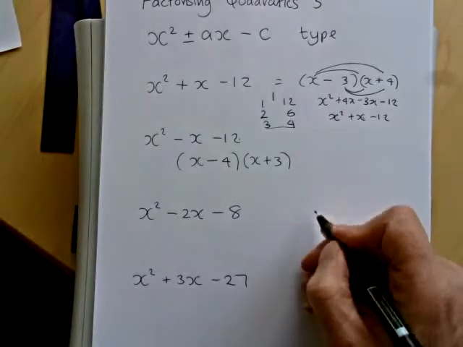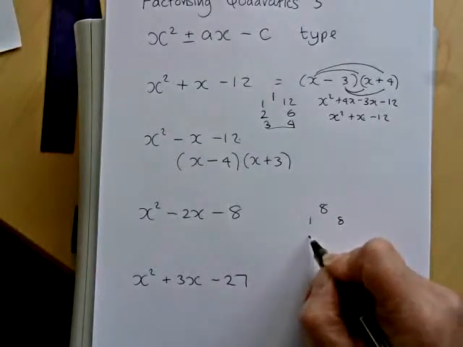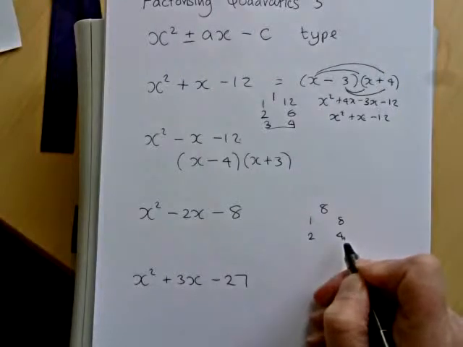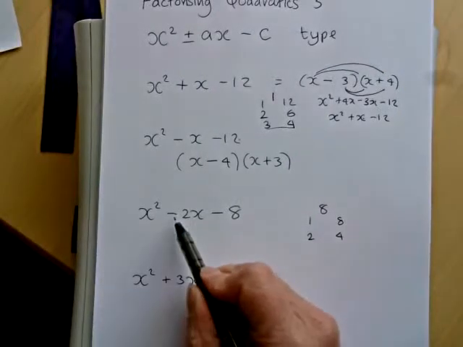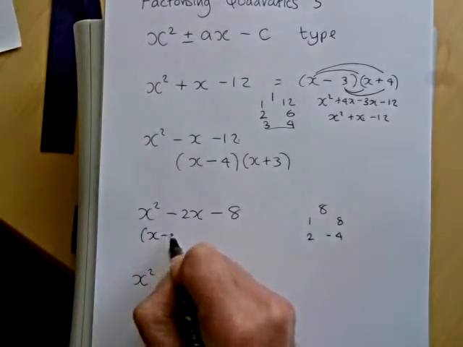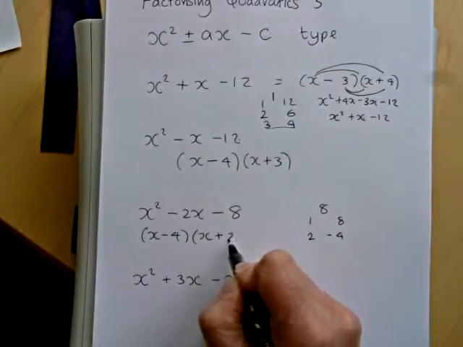Okay, well I hope you were successful. Let's have a look at the factors of 8. 1 and 8, 2 and 4. Now 2 and 4 have the difference, so those are the numbers that we want. We need it to be negative, so we're going to have the negative on the 4. So it's going to be x minus 4 times x plus 2.